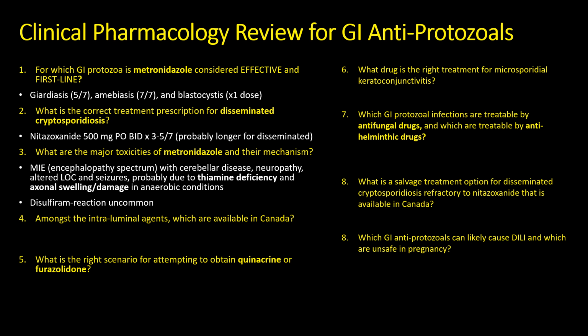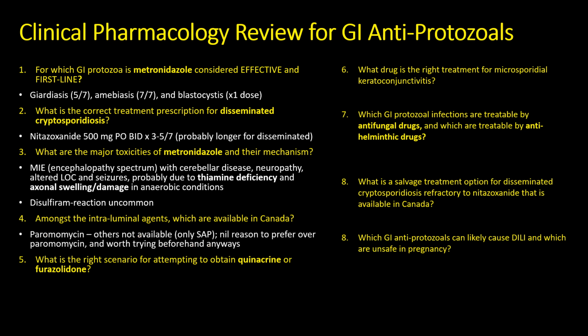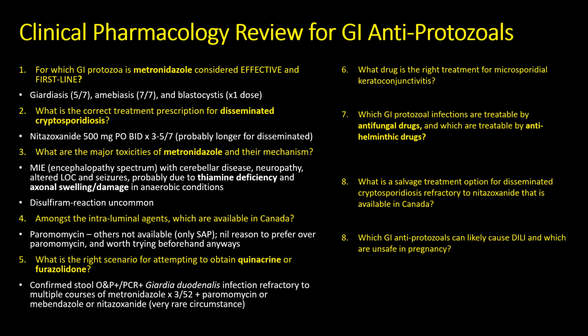Remember that we only have access to paromomycin easily in Canada. Diloxanide and iodoquinol are theoretically obtainable but would require extra paperwork. Question 5. What is the right scenario for attempting to acquire quinacrine or furazolidone in practice? The only conceivable scenario is with high-dose, longer-course metronidazole failure with combination treatment with paromomycin and mebendazole or nitazoxanide before even trying to obtain quinacrine or furazolidone.